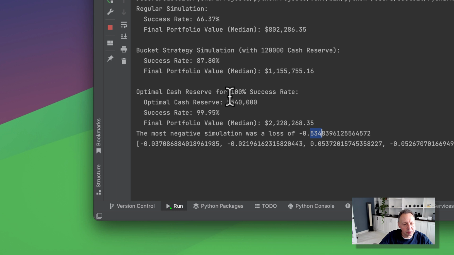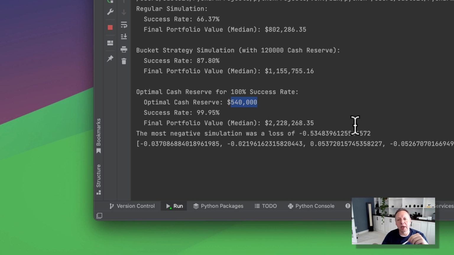This is quite interesting. It's saying here that with 540,000 in your cash bucket, you've got the two buckets, 540,000 in the cash bucket, that you would have a 99.95% chance of succeeding in your retirement strategy. Not just succeeding, in fact, in the median return, you have 2.2 million left in your portfolio.